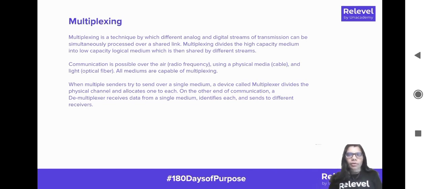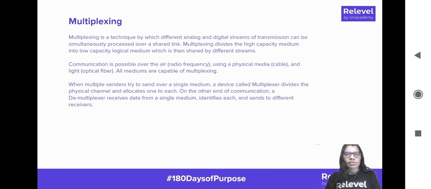shared link. Multiplexing divides the high capacity medium into low capacity logical mediums, which are then shared by different streams. There are different ways in which communication is possible. For example, over the air, that is radio frequency, using physical media, that is cable, or light, that is optical fiber. All those mediums are capable of multiplexing.